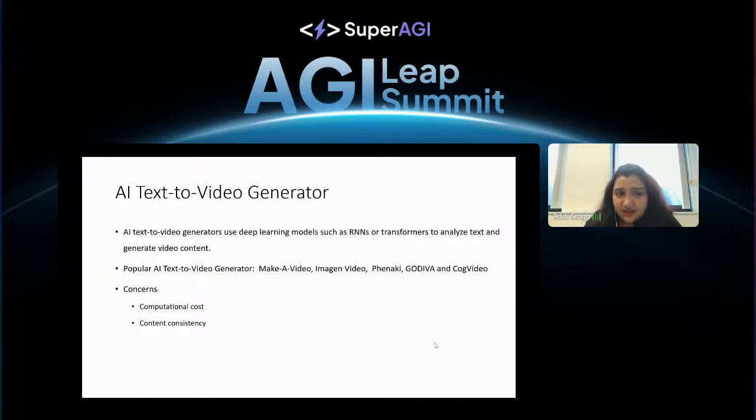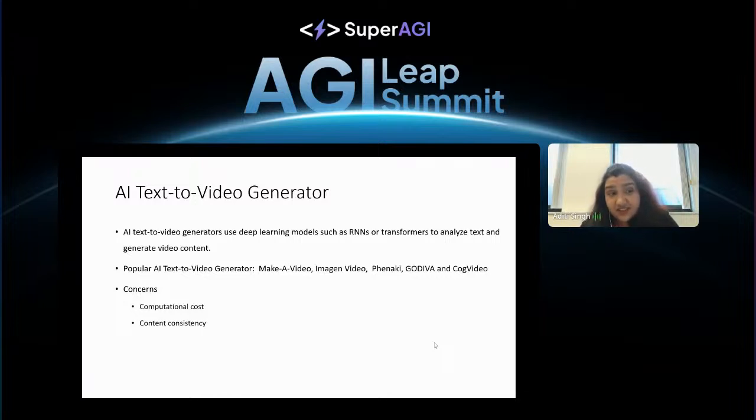So this is another survey which I did, and it was again around how text to video generators are working. They are also pretty much based upon diffusion models, RNNs, or transformers. They are used to analyze and generate video content. The popular AI text to video models at the time when I did the survey were Make-A-Video, Imagen Video, Phenaki, GODIVA, and CogVideo. To be honest, right now I can add n number of those generators, such as Runway or Sora. If I have to start a survey again, I would definitely love to include those, because they are typically based upon those diffusion models.